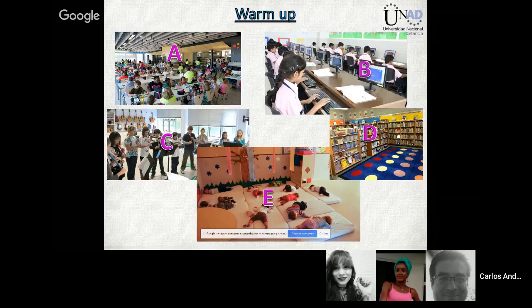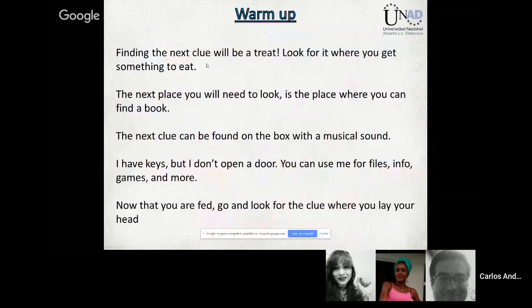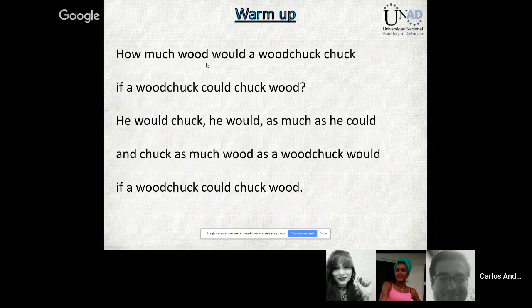Let's go on. So guys, this is the second part of the warm-up because this part is going to be very focused on today's topic. So this is what we're going to do. We are going to read this tongue twister line by line. These are the clues, these are the riddles that I just said. So this is the tongue twister. Hema, you're going to read the first sentence.